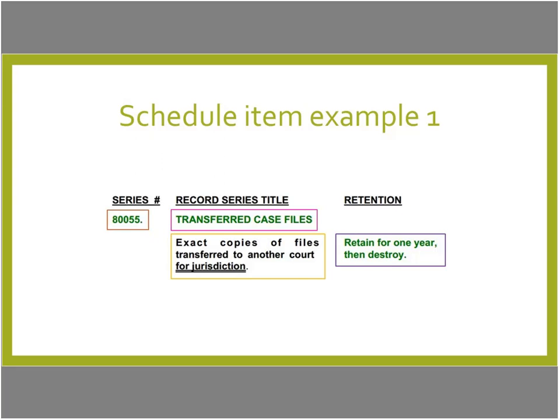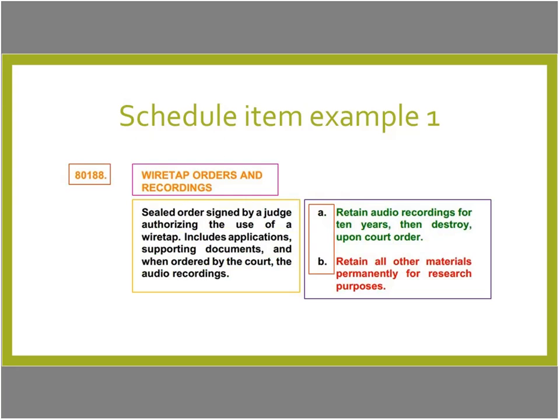And then it has a description, so that provides you a little bit more information so that you can better understand what we're trying to tell you the records are. And these are exact copies of files transferred to another court for jurisdiction. So a specific kind of record. And here's the retention. Retain for 1 year, then destroy. All you have to do is wait for 1 year, and then you can destroy it. Remember, green means you can eventually destroy.